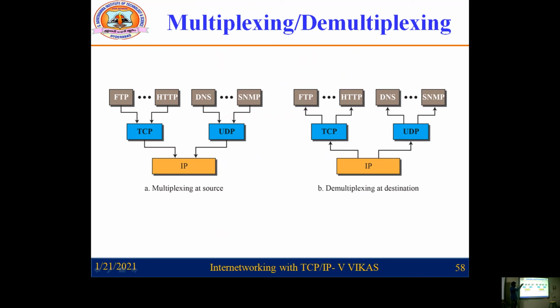So multiplexing is happening at the source side and demultiplexing is happening at the other side. This IP may be carrying the information of TCP or UDP. Then demultiplexing, again TCP may be carrying the information of FTP or HTTP, or UDP may be sending the information of DNS or SNMP. So at the source side, we are going to have multiplexing of the information. At the destination side, we are having demultiplexing of information. You can note down quickly.